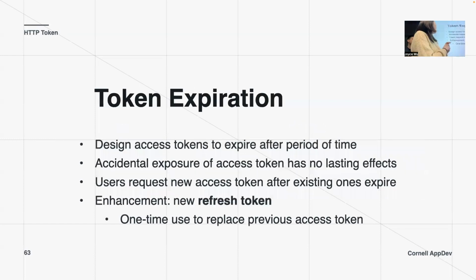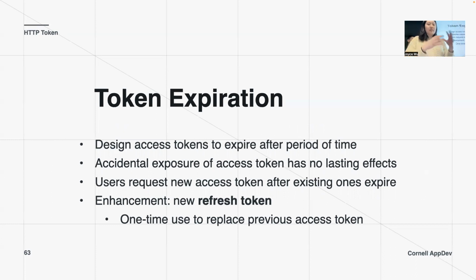And so tokens act like sessions and have an expiration time. So access tokens will expire after a period of time. And so if you accidentally expose your access token, it doesn't have a super lasting effect. And so users can also request a new access token after existing ones expire. And we also have something called a refresh token.